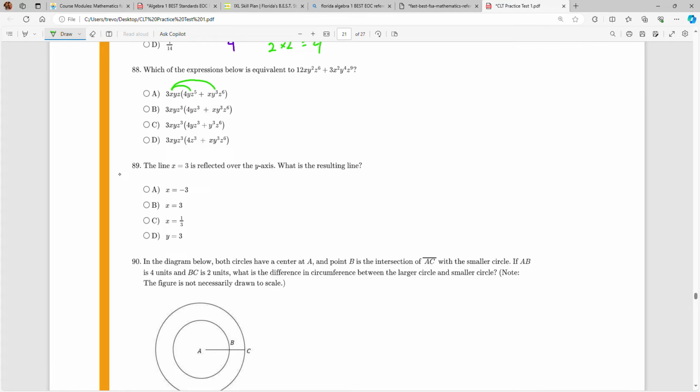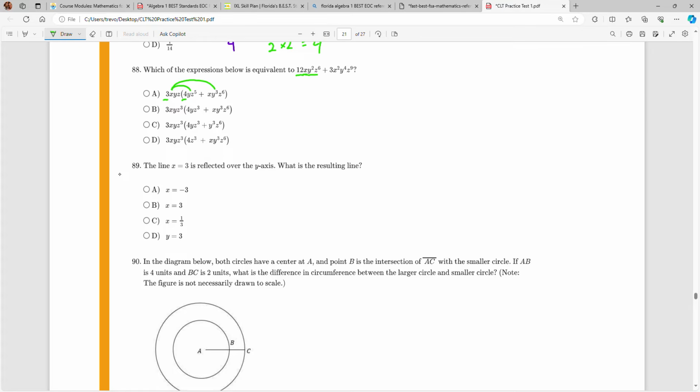3 times 4 does give us our 12. X times no x gives us our x is good. Y times y gives us our y squared. And z times z to the power of 5 does give us our z to the power of 6. So far here, the front is good. And now we check the back.